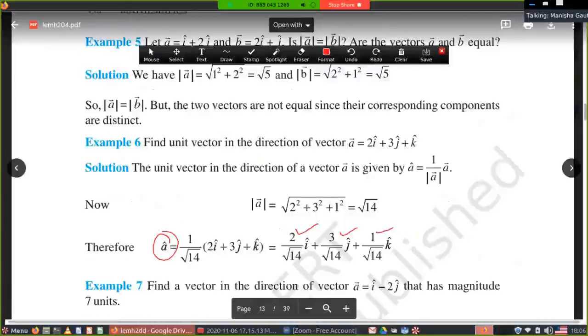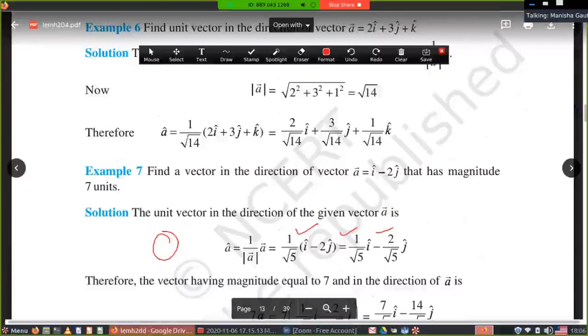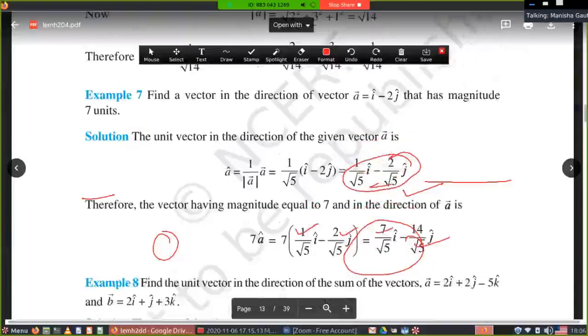If I want a vector with a different magnitude, suppose find a vector in the direction of this that has magnitude 7. If I calculate the unit vector, the one-magnitude vector, and after getting it multiply it by 7, you will get the vector which has magnitude 7. So the procedure is, first of all, you have to convert the given vector into the unit vector, and after converting into the unit vector, multiply that vector by 7. A unit vector means its magnitude is 1, multiply by 7, it means a magnitude of 7 will be there. So this is the answer.